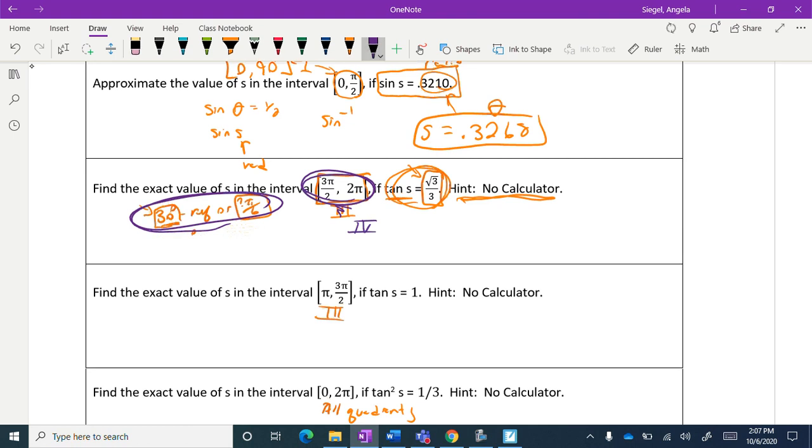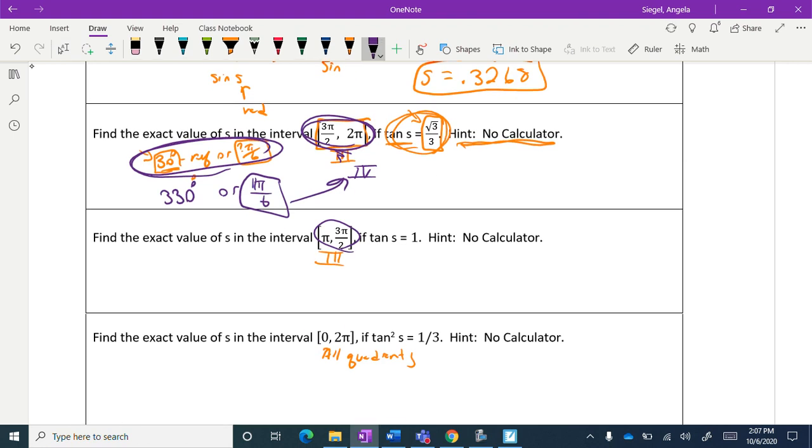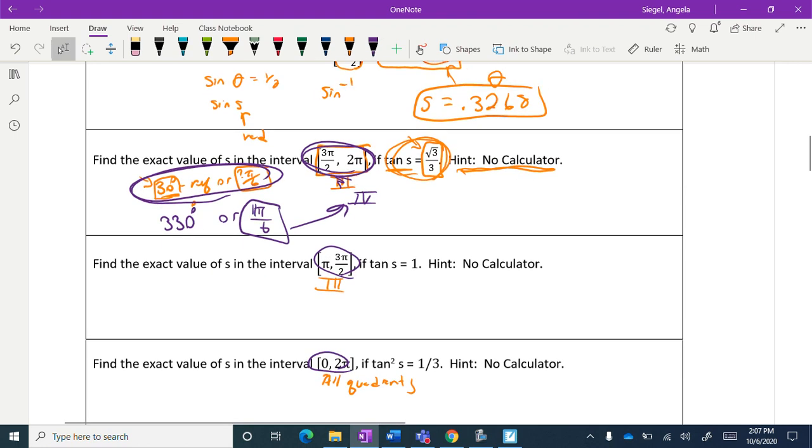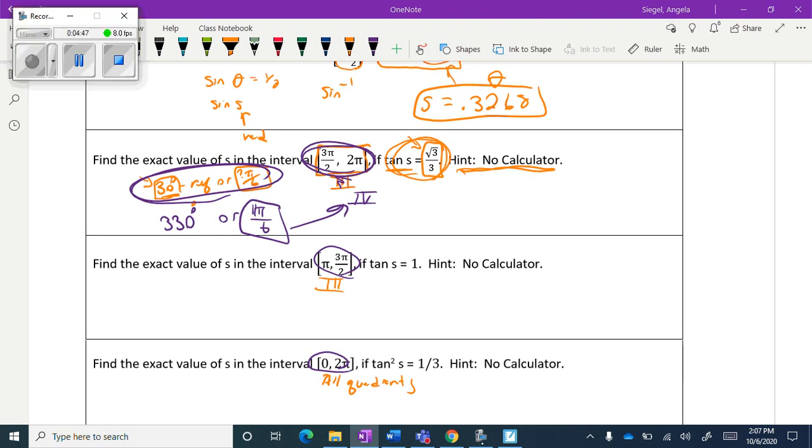So we have in quadrant 4, it would be 330 degrees, which bumps that up to 11 pi over 6. So this is my final answer because I read the quadrant wrong. So this is in quadrant 3, and then notice this one is all quadrants. So just keep that in mind when you're evaluating that.